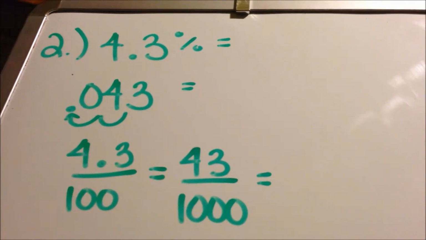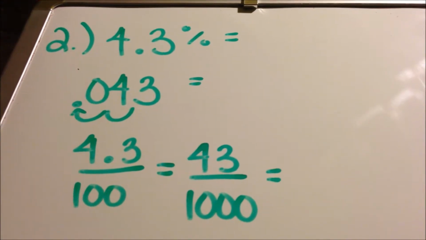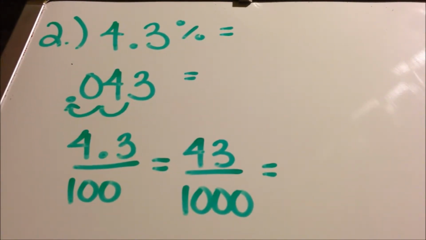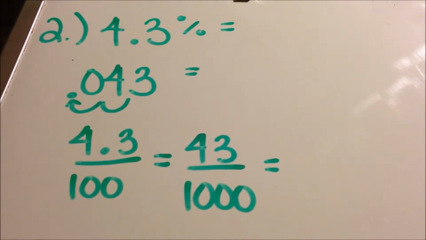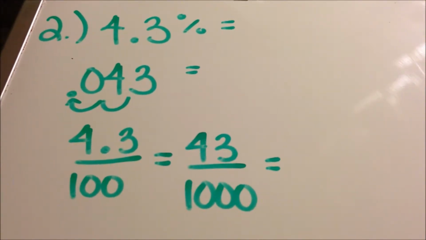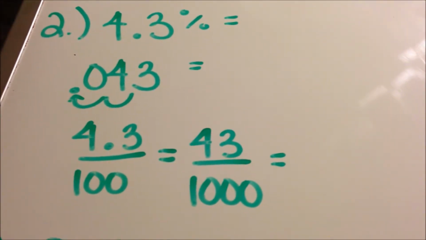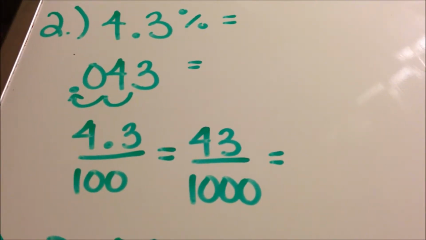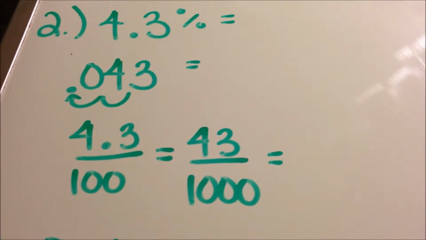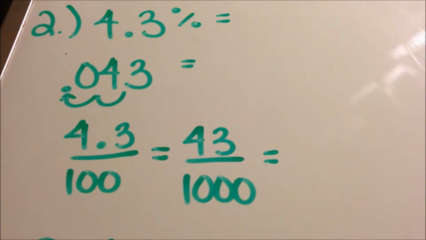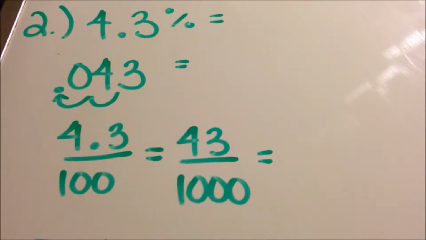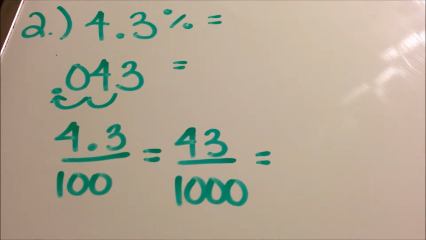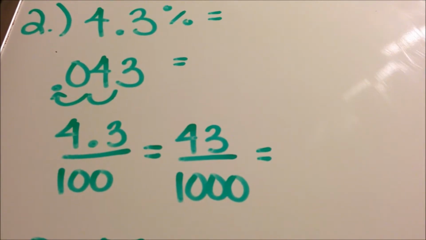Number 2, 4.3%. Again, to convert from a percent to a decimal, you move the decimal point 2 places to the left. So we end up with 0.043. If we convert it to a fraction, we take the number 4.3 and divide it by 100. You'll notice this time, however, that the numerator itself has a decimal point. We have to get rid of the decimal point. We have to move it 1 place to the right to make it 43. Whatever we do to the numerator, we have to do the same thing to the denominator. So we move the decimal point 1 place to the right in the number 100, which makes it 1,000. 43 over 1,000 is our final answer because it's in lowest terms.